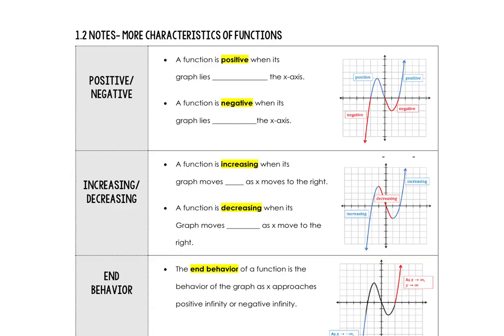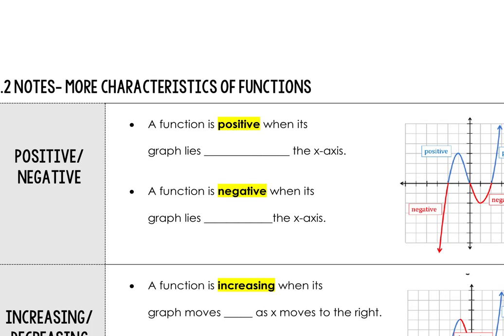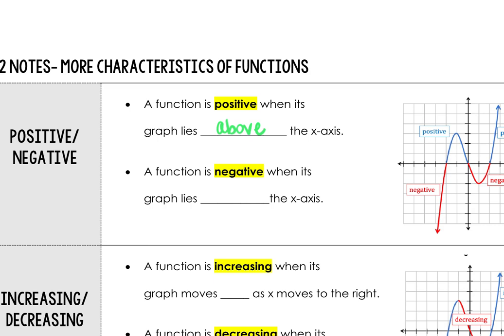So starting with positive and negative, what we are looking for here is the interval for wherever the graph is either above or below the x-axis. So a function is positive when the graph lies above the x-axis, and a function is negative when its graph lies below the x-axis.